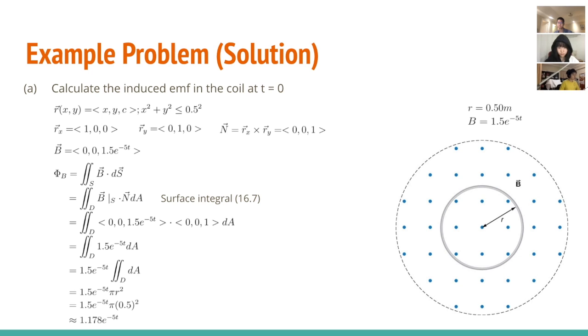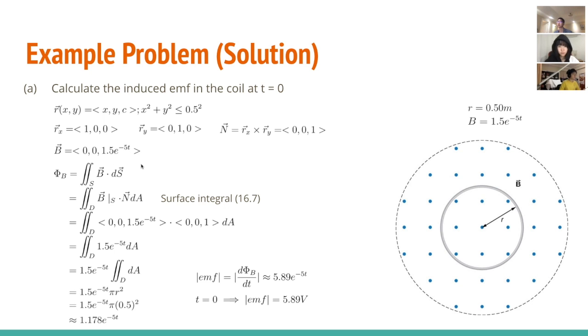of negative 5t. Recall that the definition of the EMF is the negative derivative of magnetic flux with respect to time. So if we take our derived equation of magnetic flux and differentiate it by t, we'll get 5.89 e to the power of negative 5t. Then plugging in our time, which is 0, we get 5.89 volts.